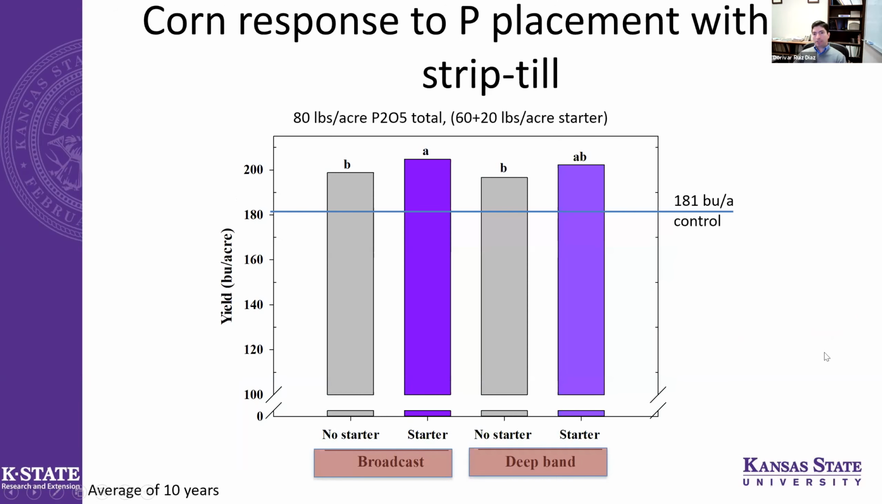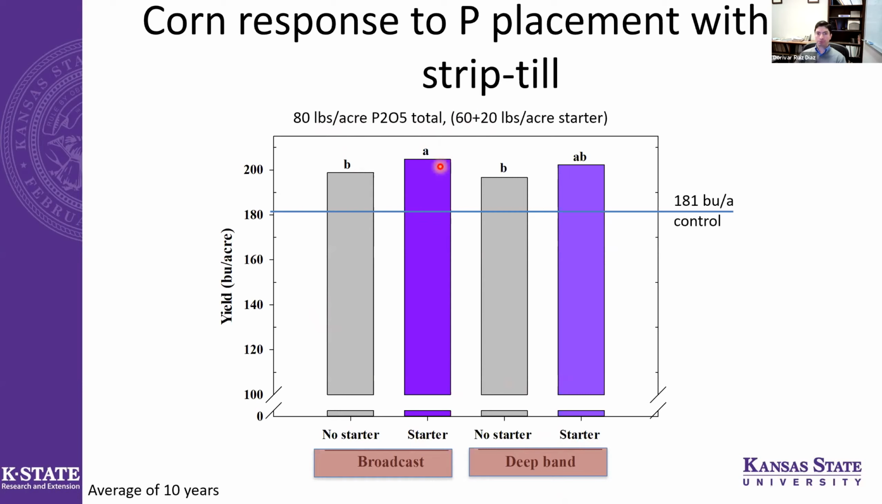Okay, so strip till and placement of phosphorus in particular. Obviously, with strip till, we do have big opportunities for fertilizer application. That's one of the main things I like about strip till: obviously managing the residue, but also the ability of fertilizer placement. This is a study we have had for 10 years now, looking at a combination of broadcast with and without starter fertilizers, and deep band with a strip till, with and without starter fertilizers, okay? So this is 80 pounds of P2O5, either applying 100% with a strip till or broadcast, or split, putting some of that basically with a starter fertilizer.